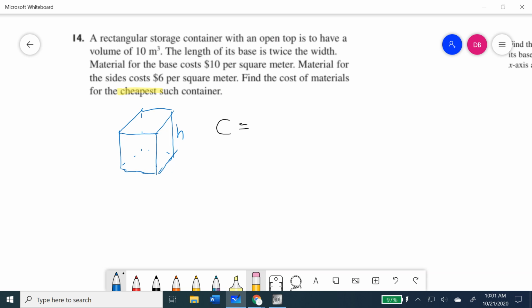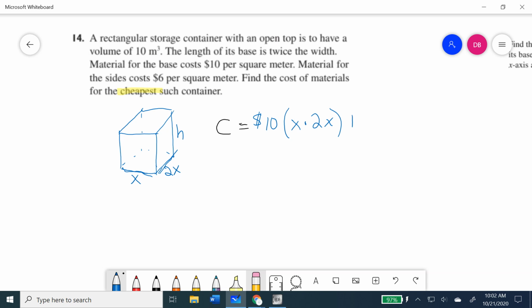So I need to read this problem again. The length of its base is twice the width. So I'm just going to say I've got x and 2x along the base. And then I don't know how that relates to height as far as x immediately. Now, I do know that material for the base costs $10 per square meter. That means that I'm going to take $10 and multiply that by the area of the base, which is going to be x times 2x.